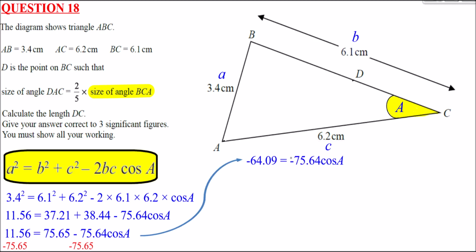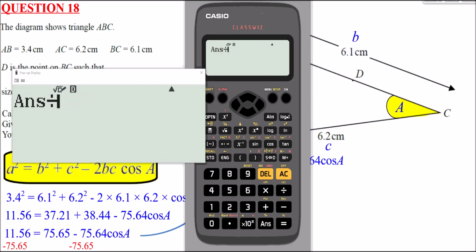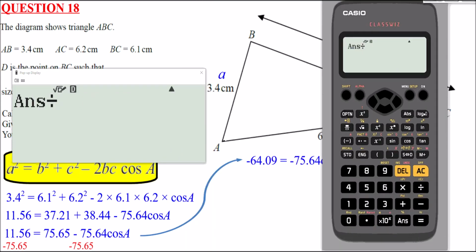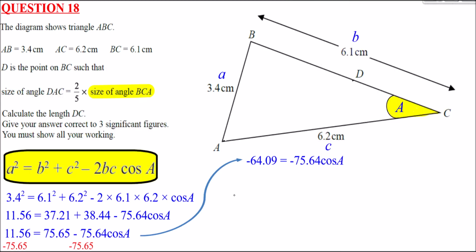We can now divide both sides of this equation by minus 75.64 to get the cosine of A on its own. So minus 64.09 divided by minus 75.64 tells us that the cosine of A must be 0.847303 and so on. So dividing both sides by 75.64 gives us this. Cosine of A is about 0.8473.